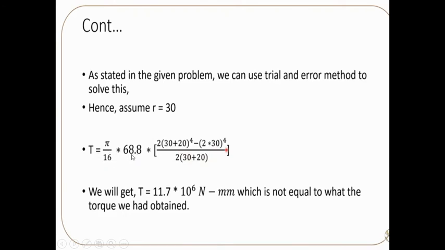Pi by 16, 68.8, (2 into 30 plus 20) raised to 4 minus (2 into 30) whole power 4, divided by 2 into 30 plus 20. After simplification, T will be 11.7 into 10 raised to 6 Newton millimeter. That is not equal to the torque, so 30 is not the radius for that problem.